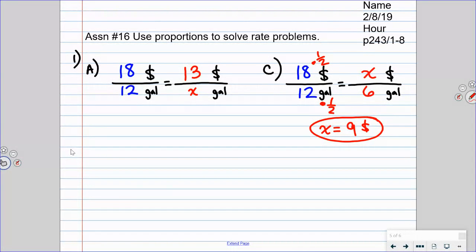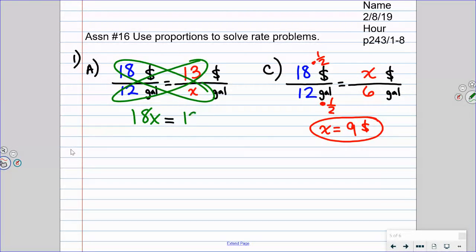Now, unfortunately, taking a look here, is there anything we can multiply by 18 to get to 13? Yeah, but it's not so pretty. So now is where we go into our cross products. And we say, look, we can do this. 18 times x, 18x, equals 13 times 12. And now we have a relationship. I don't know what 18 times x is. I know 13 times 12 is 156.